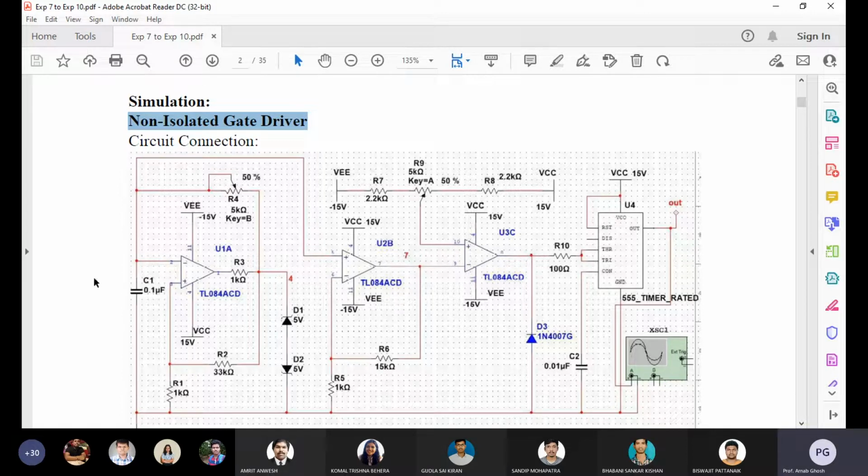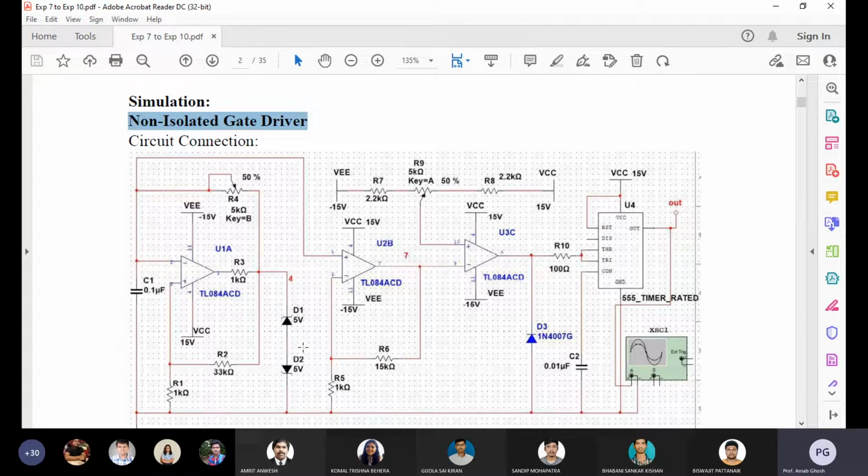Here the first op amp is for generating the triangular waveform. How is it operating? You can see a back to back zener, 5 volt and 5 volt, so we are getting plus minus 10 volt. Then you can see a capacitor.